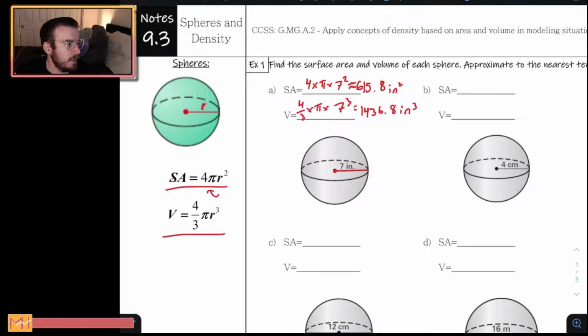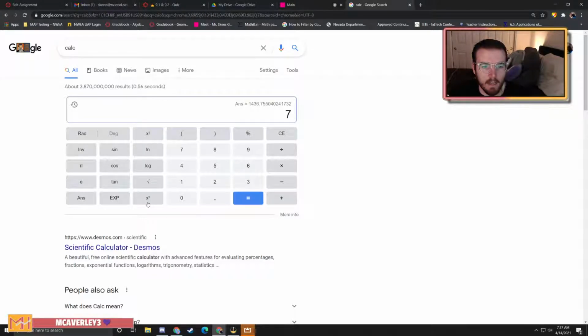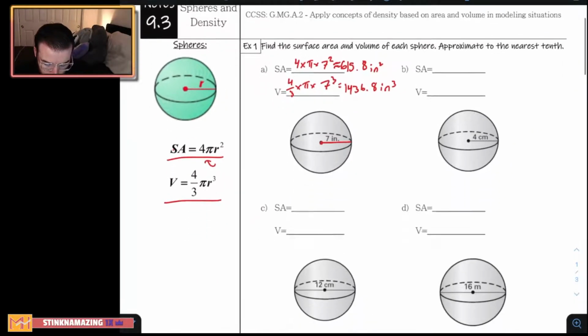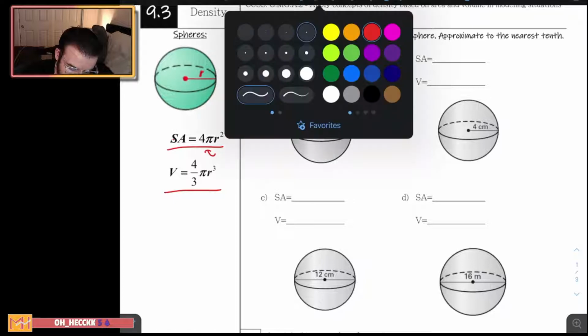I've got on my screen here 7 cubed. I'm not even doing the 4/3 part first because I'm just going to do the parts that I know how to do. 7 cubed, hit equals. Okay, there's that big number. Times pi, okay, hit equals. There's that number. And then it says times 4/3. Well, when it says times 4/3, the numerator is always multiplication and the denominator is division. When you have a denominator, that means you're dividing by 3. And there's my answer.